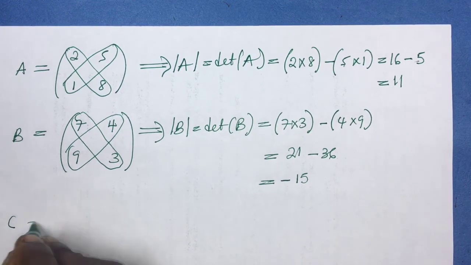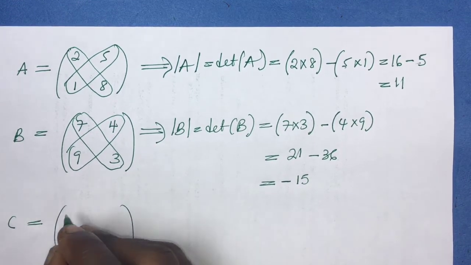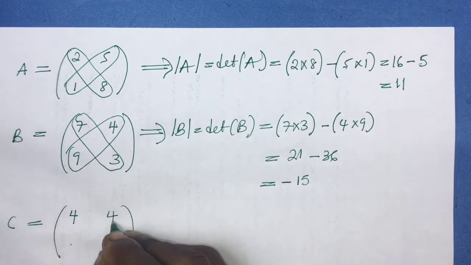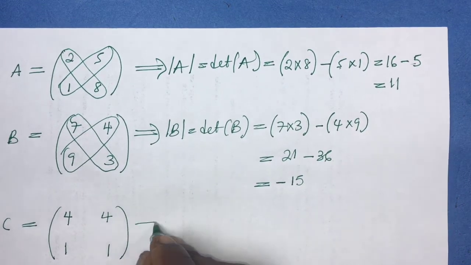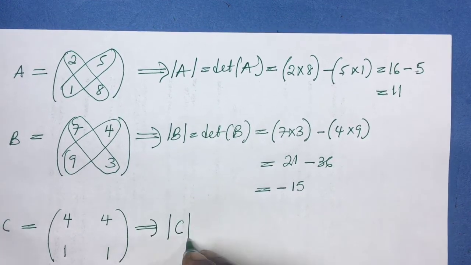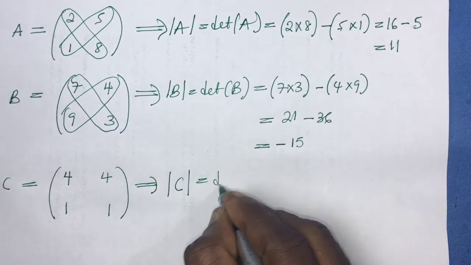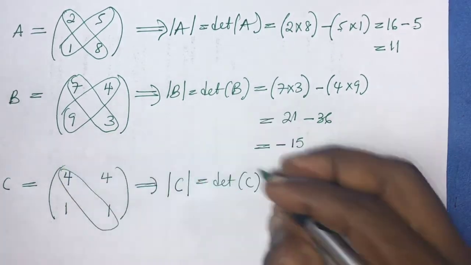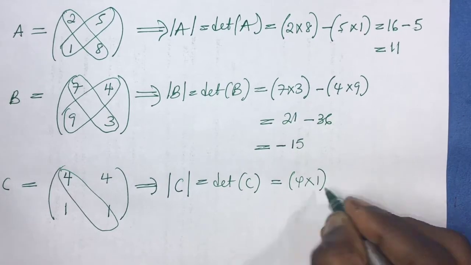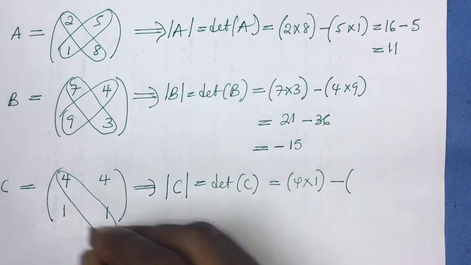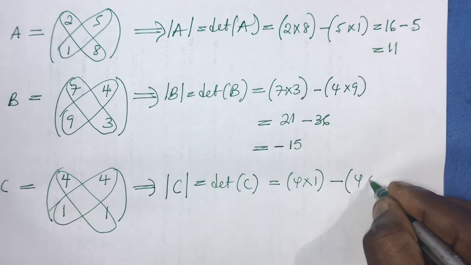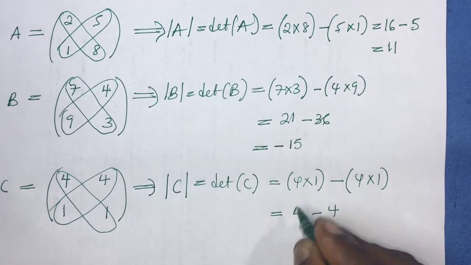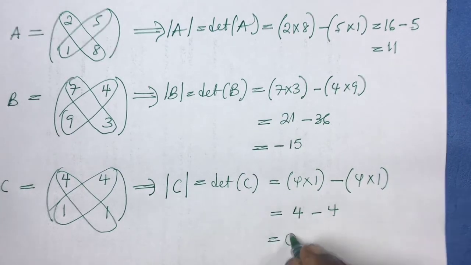So the next one I want to give you is this matrix. I'm going to put here 4, 1 and 4, 1, okay? If you take the determinant of this matrix, you are going to have determinant of C, which is the same as 4 times 1, the principal diagonal element in product, minus 4 times 1. That will give you 4 minus 4. 4 times 1 is 4, 4 times 1 is 4, giving you 0.